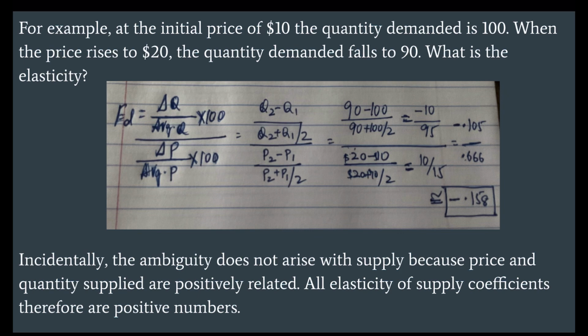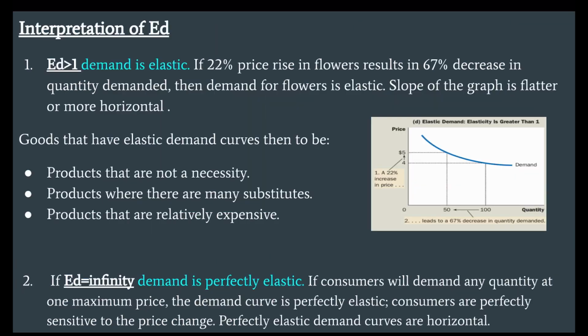Importantly, the ambiguity does not arise with supply because price and quantity supplied are positively related, so elasticity of supply coefficients are therefore positive numbers. Interpretation of elasticity of demand, or types of elasticity of demand. If the elasticity of demand is greater than 1, then demand is elastic.